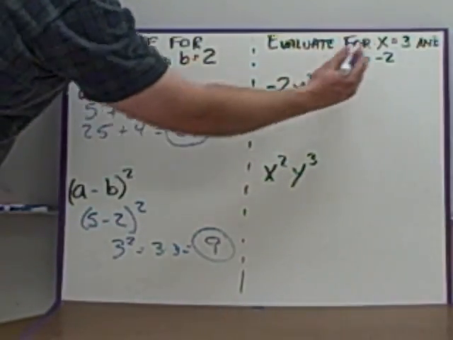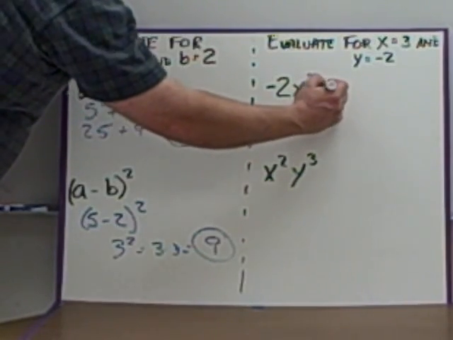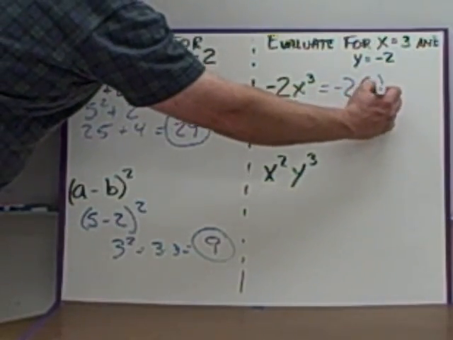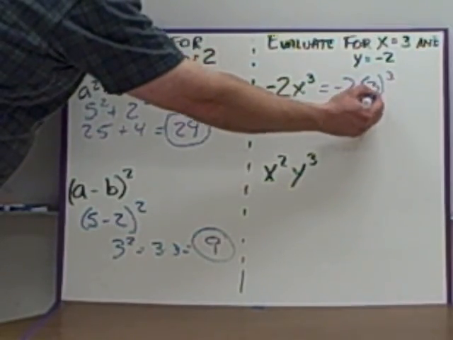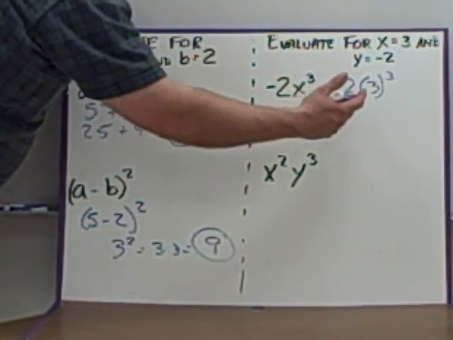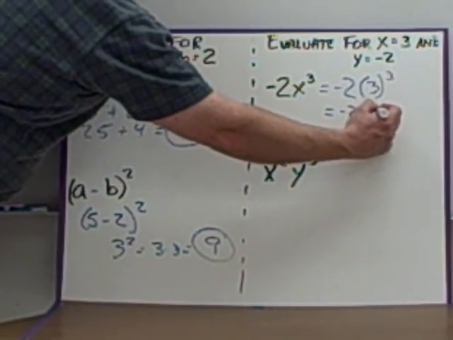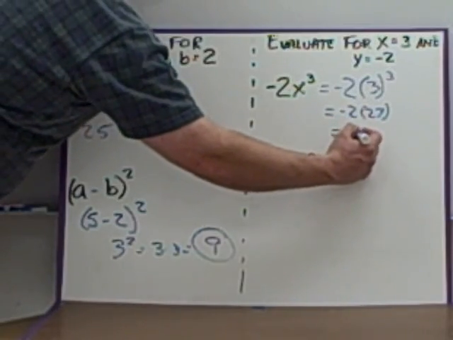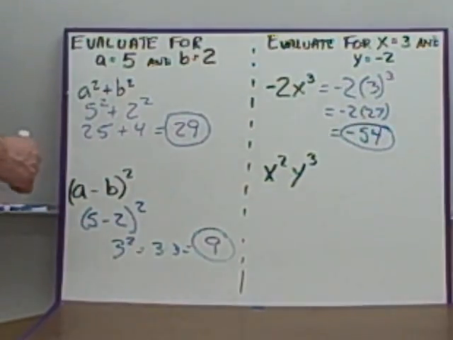Over here, we're going to evaluate for x equals 3 and y equals negative 2. For that, first thing you do is plug it in. Negative 2 times 3 cubed. Exponents get done first. 3 to the 3rd power is 3 times 3 times 3. 3 times 3 is 9. Times 3 again, you get 27. So at that point, you have negative 2 times 27. Then you do the multiplying. Negative 2 times 27 gives you negative 54. And that's your final answer on that one.